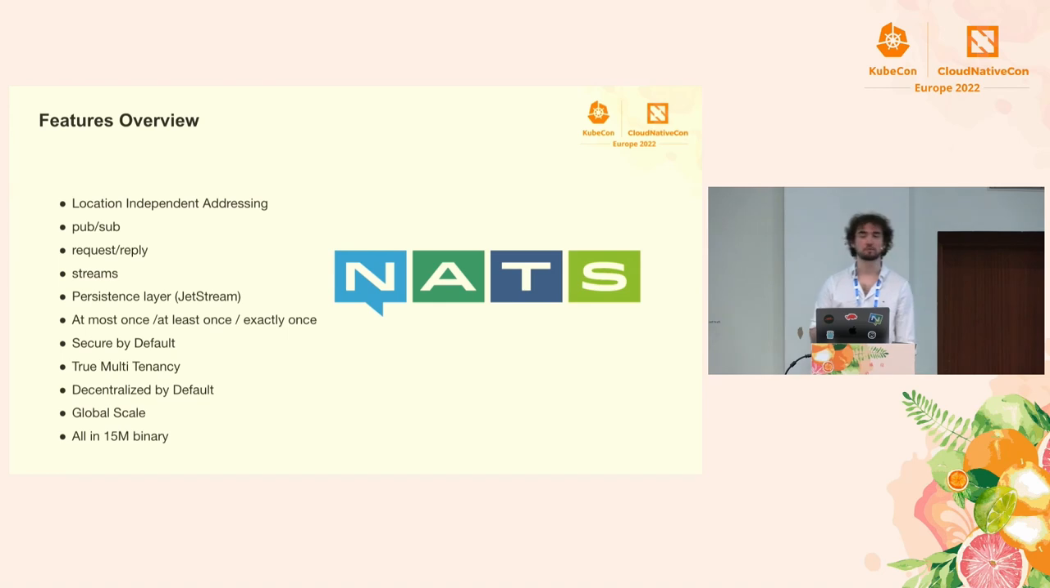But then streams come in, which were based on NATS Streaming before, and now are on JetStream. JetStream is the new persistence layer, which is built into the NATS server, so it's not a separate sidecar or anything like that. So right now we already have three delivery guarantees: at most once if you're using core NATS, at least once with standard JetStream, and exactly once if you do a little more stuff with JetStream. It's very simple, but a little less efficient.